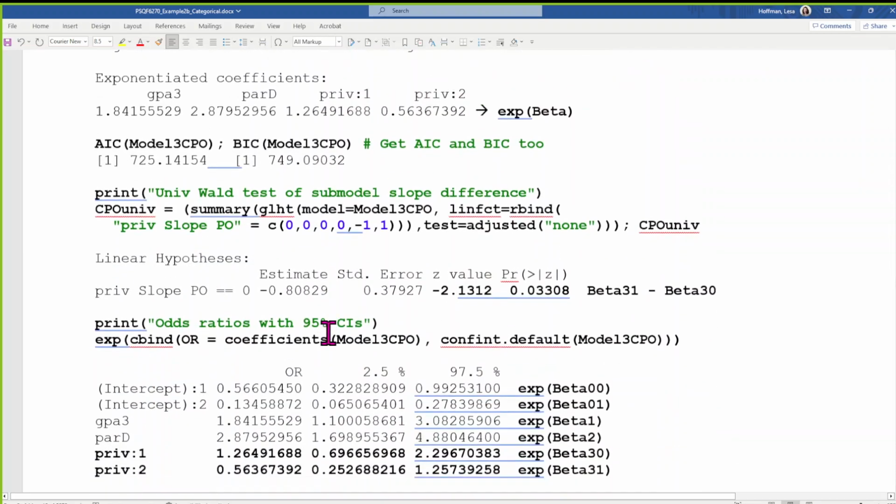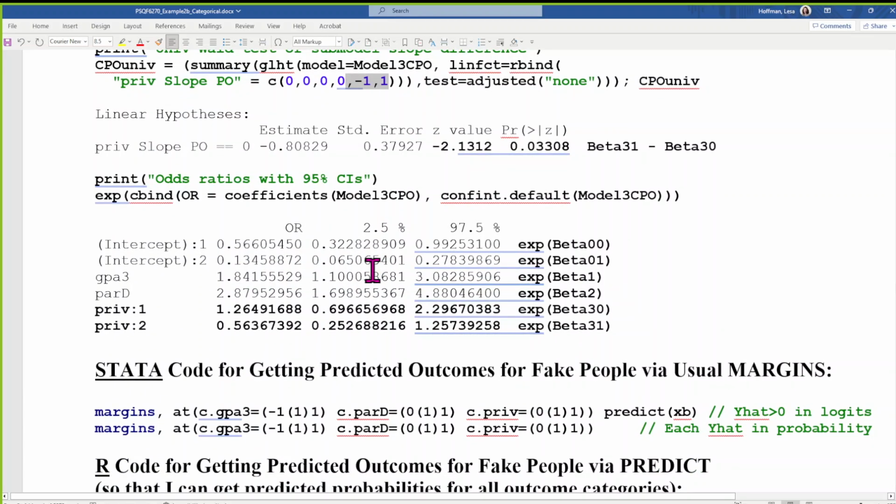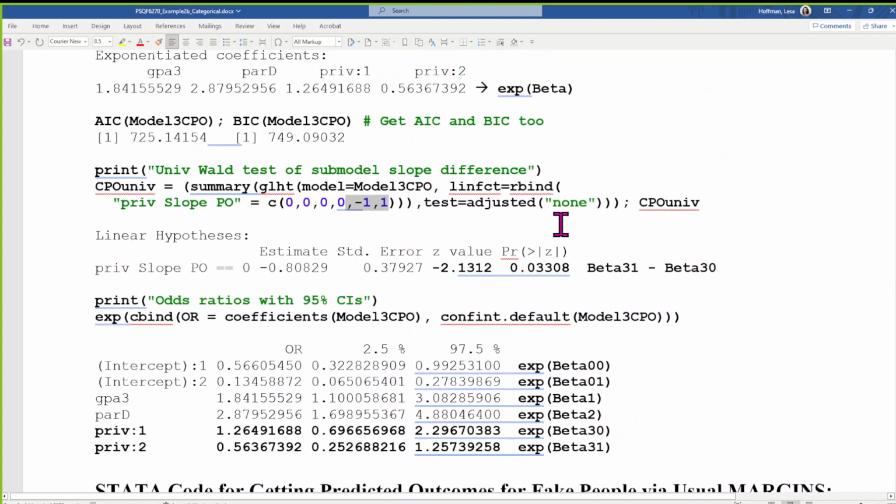And last but not least, here's my test of the difference between the private slopes, what I have to do myself in R, and odds ratios. Okay, not so bad, right? The trick with this is just figuring out what you're predicting. That's the hardest part. The rest of it follows once you figure that part out.